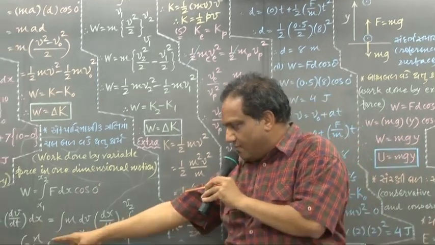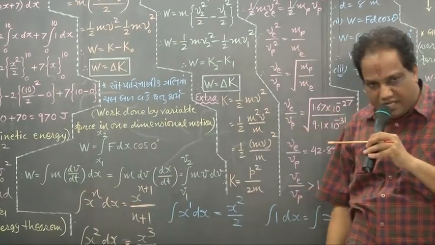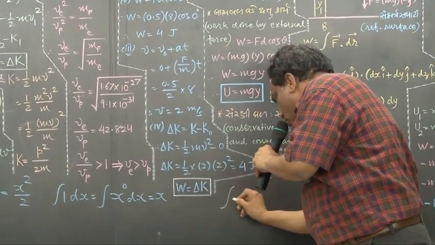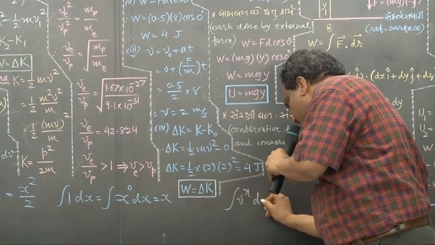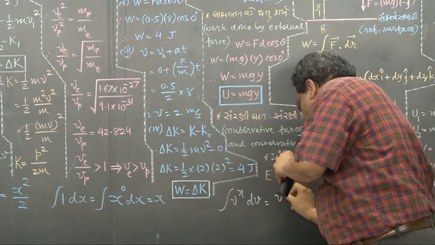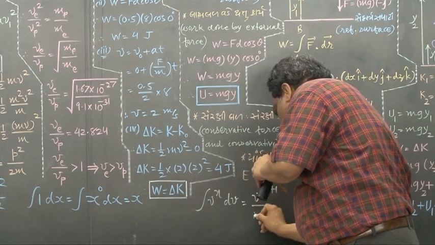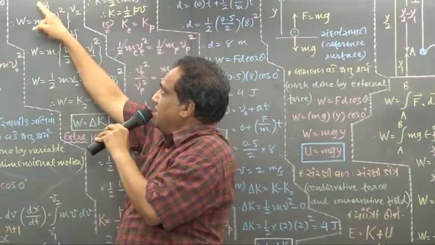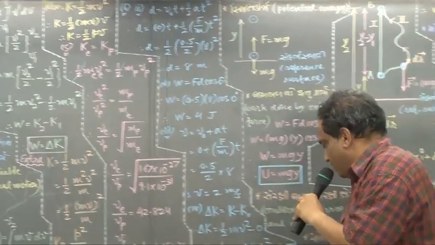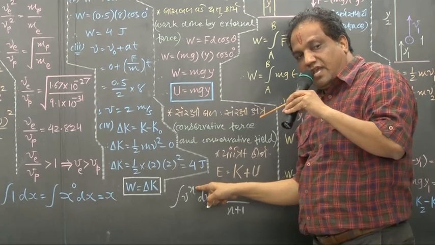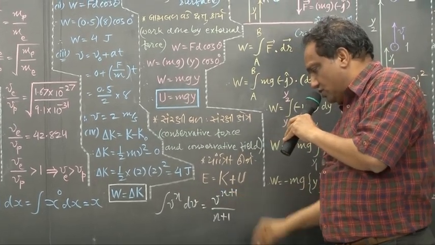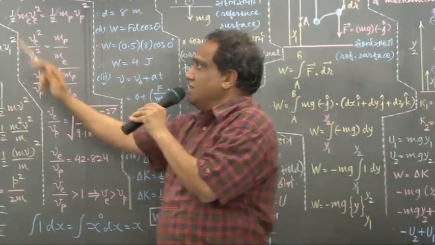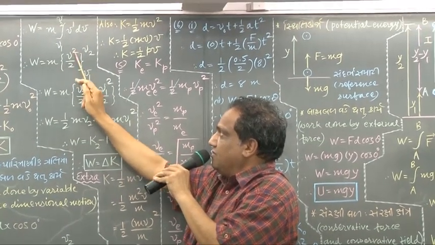Now the way you remember this formula, integration x raised to n dx, we can write integration v raised to n dv. The formula is the same way: v raised to n plus 1 upon n plus 1. Now, what do you require? Integration v raised to 1 dv. So n is 1. Put it here: 1 plus 1 that is 2. So it is v square by 2. So integration v dv is v square by 2.